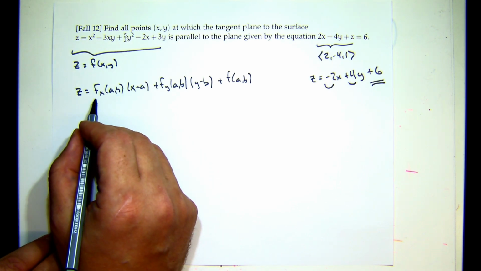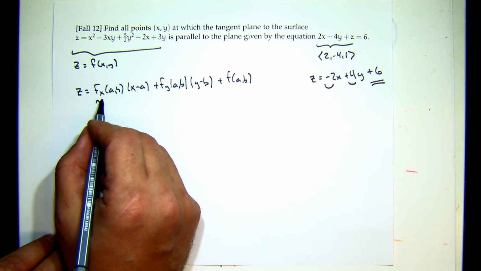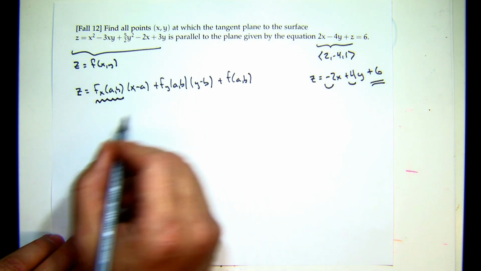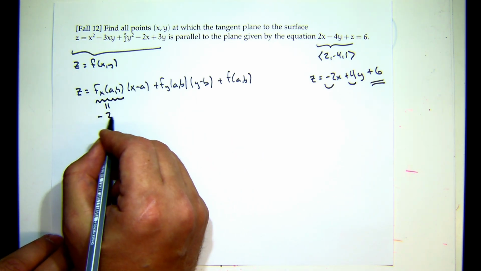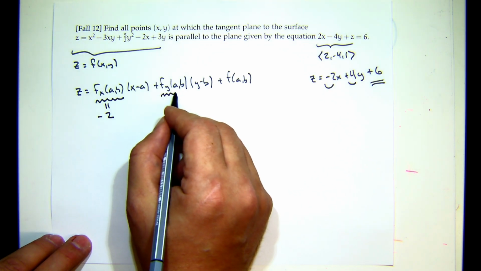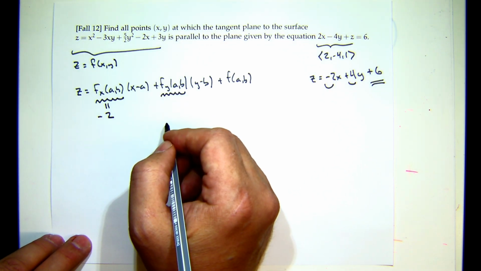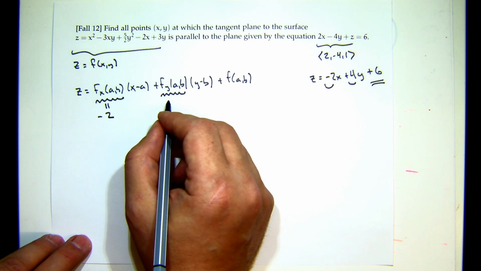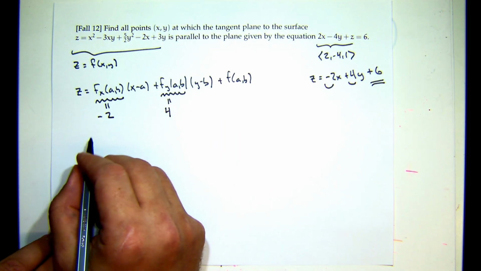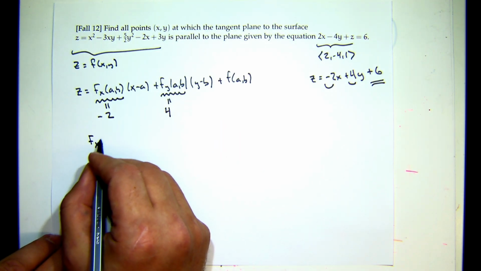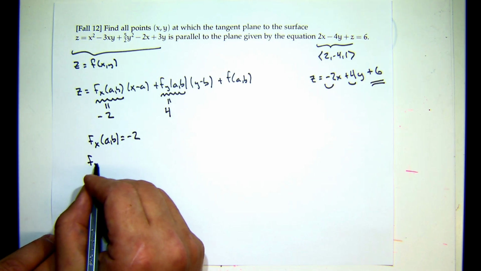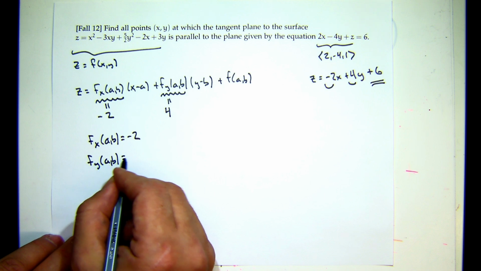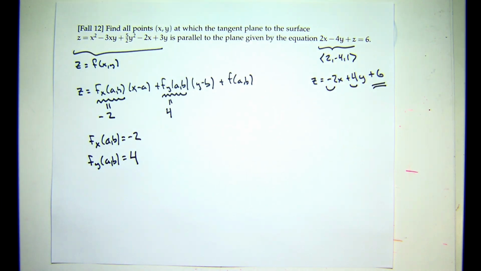Well, it should be this piece here. That's the coefficient for x. Well, what do I need this to be equal to? I need that to be negative 2. And here, this will be the coefficient for y. What does that need to be equal to? 4. So really, this problem says I need f sub x at AB to be equal to negative 2, and f sub y at AB I need that to be equal to 4.